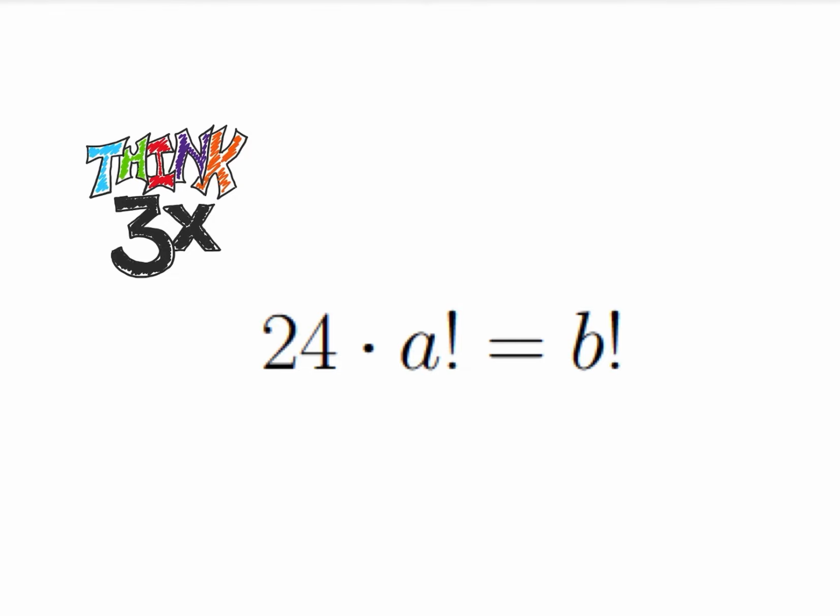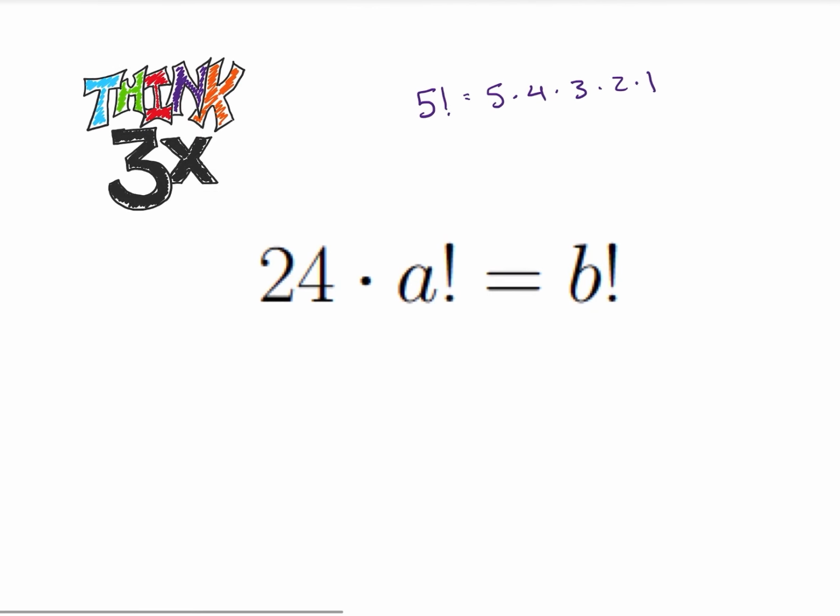So we have 24 times a factorial is equal to b factorial. Just a reminder, factorial means that I take that number times every sequential integer down to 1. So 5 factorial will be 5 times 4 times 3 times 2 times 1.